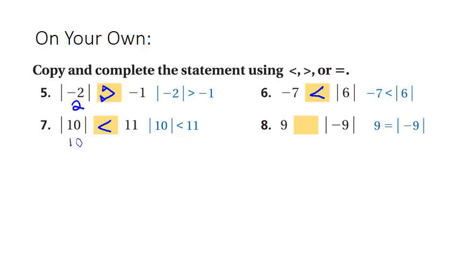Now as we look at this, this is 9, and this is the absolute value of -9. We know the absolute value of -9 is equal to 9, which means it's going to be equal to that same value.